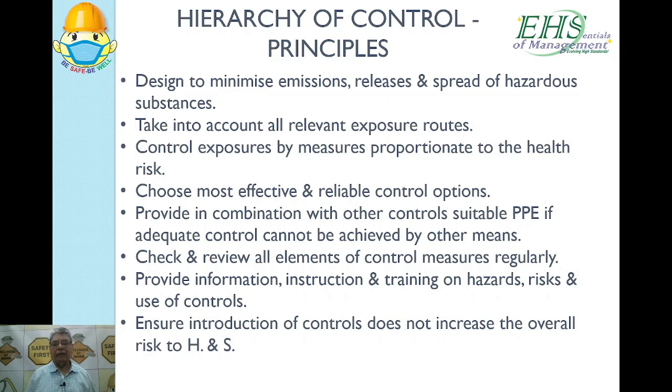Check and review all elements of control measures regularly. Just establishing the controls is not enough. You have to keep on checking and reviewing the controls and see that they are sufficient and they are working properly. And if you find some new way of doing it, you can change the previous controls and establish a new control which will give you more protection. Provide information, instruction, training on hazards, risk and use of controls. This is one type of administrative control, that you are providing the information fully.